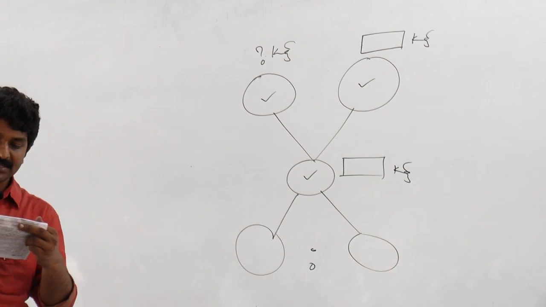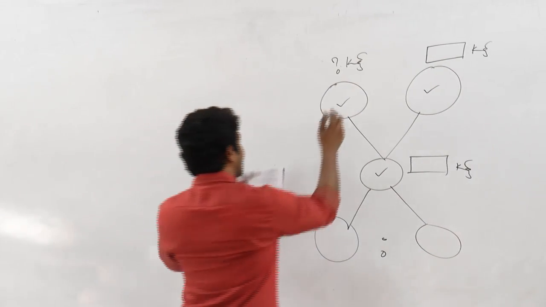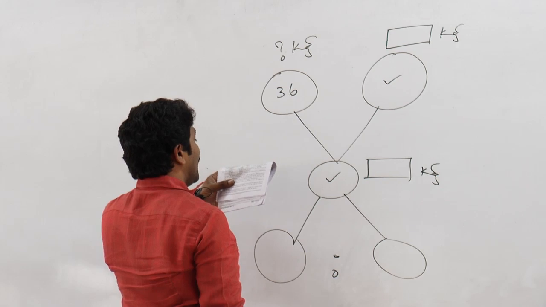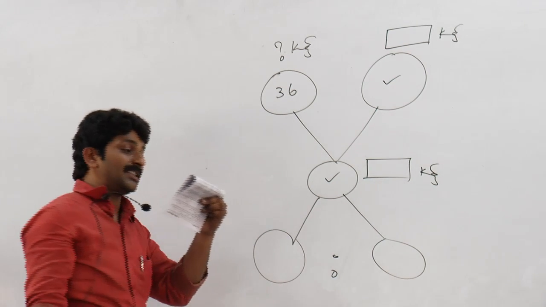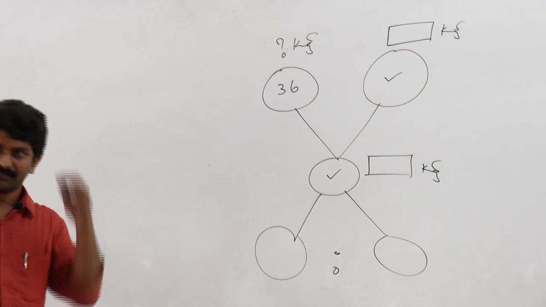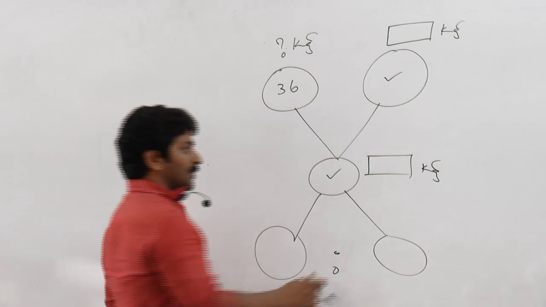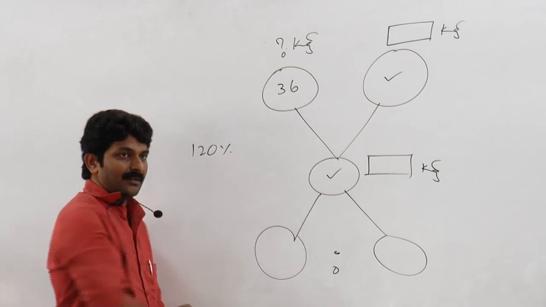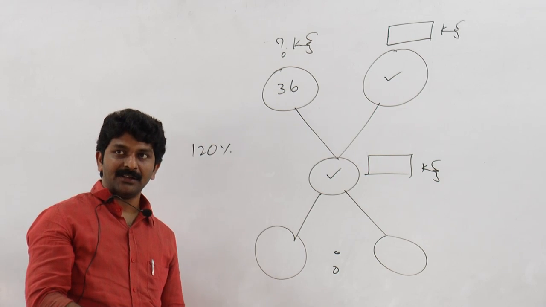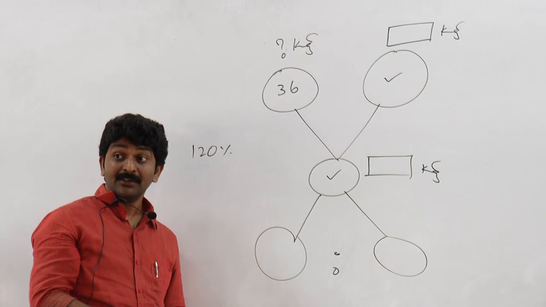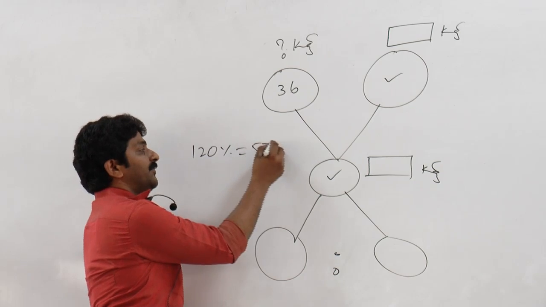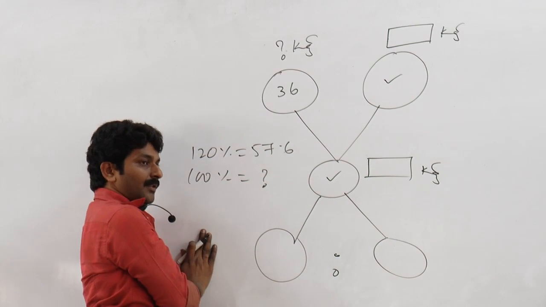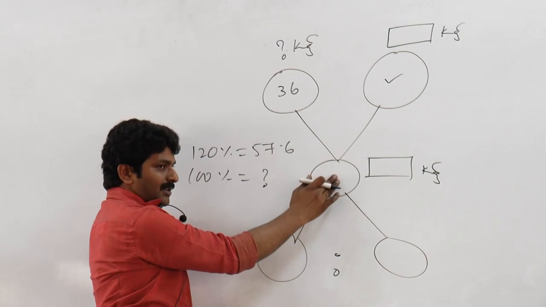Look at the first one. The price of the first type of rice is 36 rupees per kg. This is 36. And a profit of 20% by selling the mixture at 57.60. So you are given selling price 120%. When you get 20% profit, mixture is sold at 120%, which is given as 57.6. From this, can you calculate cost price value or not? So you know this value also.